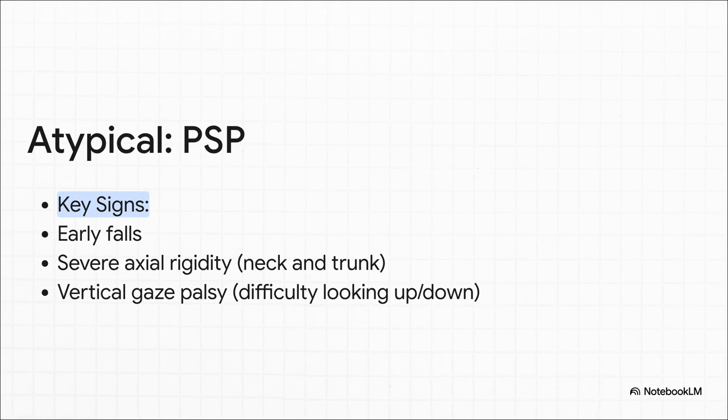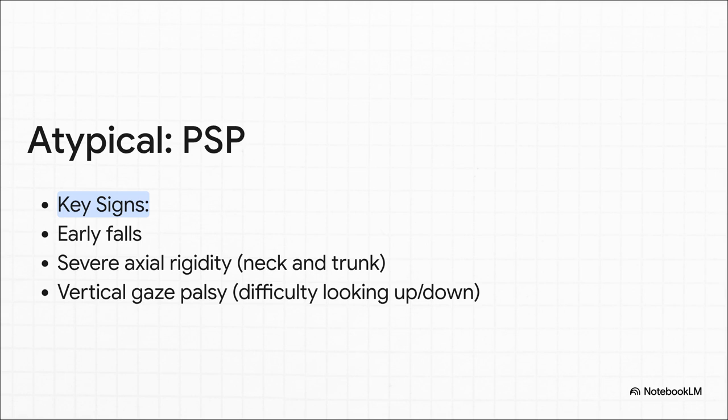All right, let's switch gears a little. Next up is progressive supranuclear palsy, or PSP. Now, the underlying pathology here is different. PSP is a tauopathy, which means it's caused by an abnormal tau protein, not alpha-synuclein.